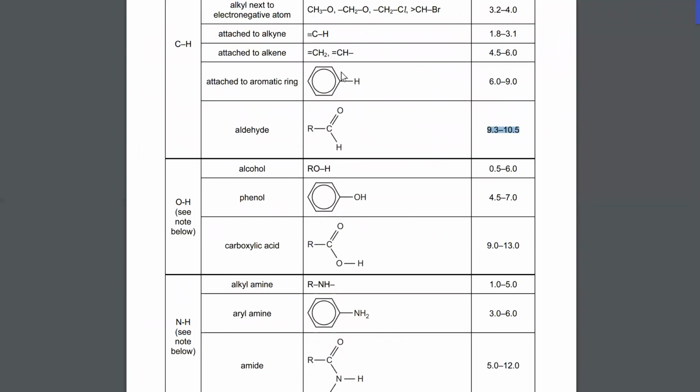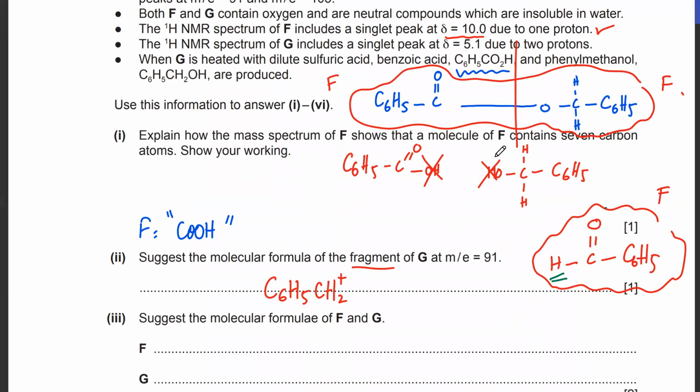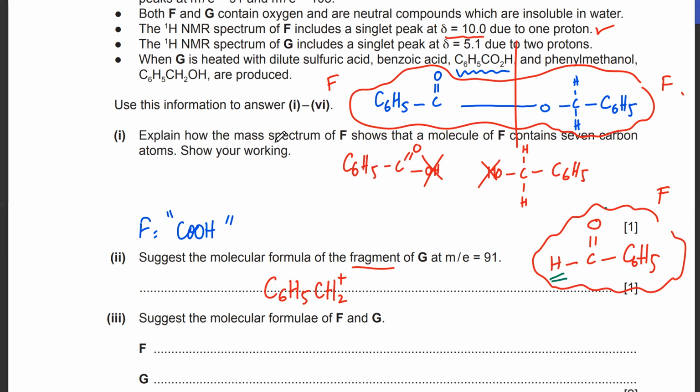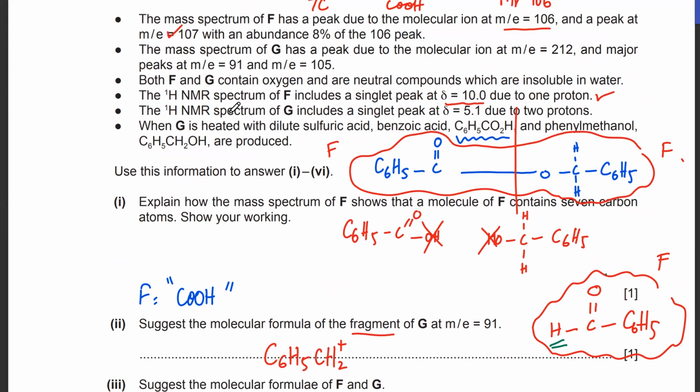You've got benzene hydrogens, right? Attached to the aromatic ring, so they're out of the question. They're probably not going to resonate at 5.1. So the C6H5, C6H5 hydrogens are gone. What about these hydrogens over here? Would they resonate at 5.1 or not? The hint was that the spectrum of G includes a peak at 5.1 due to 2 protons. So it's got to be these two.